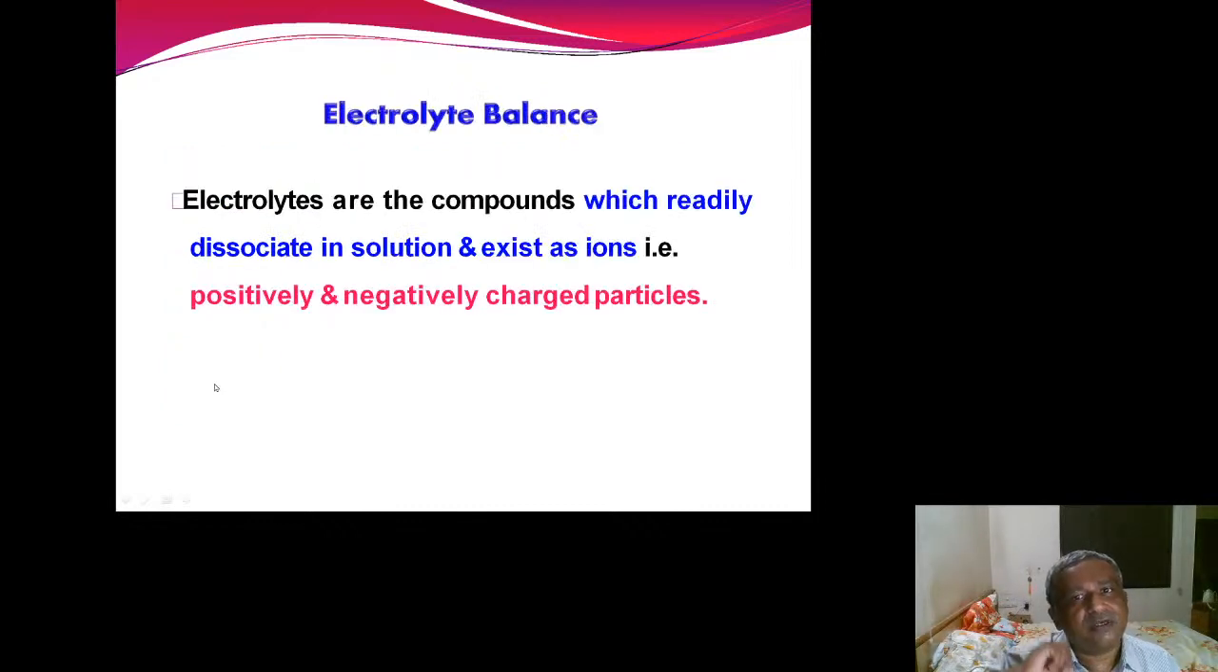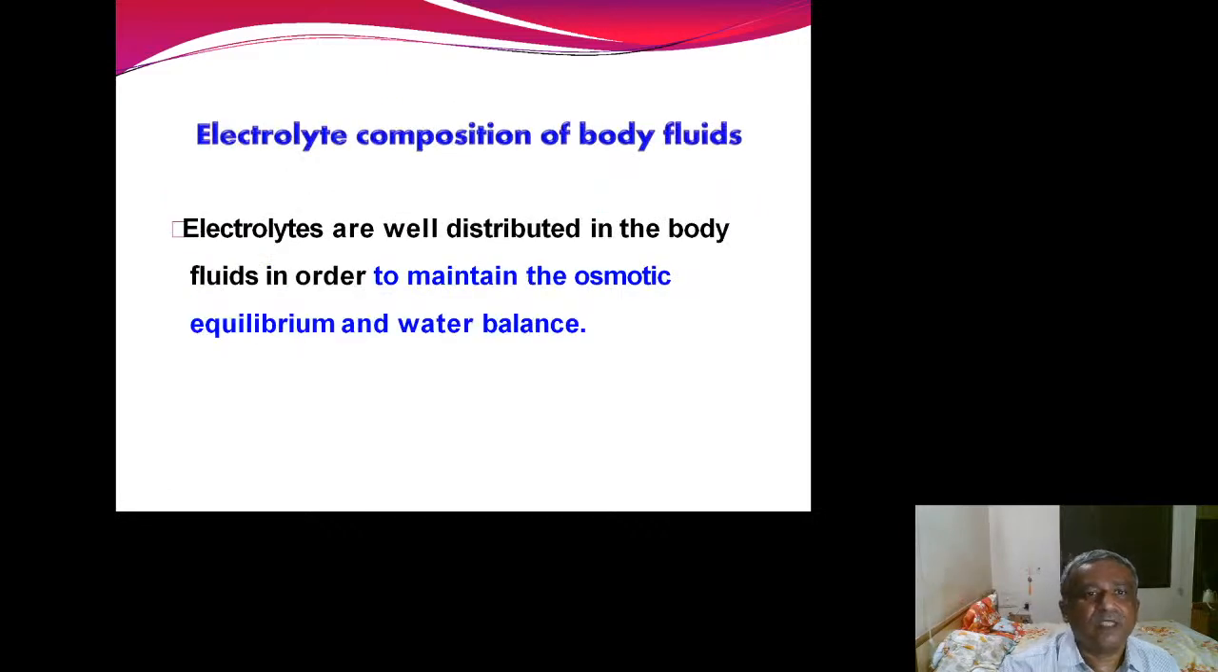The electrolyte balance is also very important. Electrolytes are compounds which readily dissociate in solution and exist as ions, like positive and negative charged particles, what we call anions and cations. The electrolytes are well distributed in the body fluids in order to maintain the osmotic equilibrium and water balance.